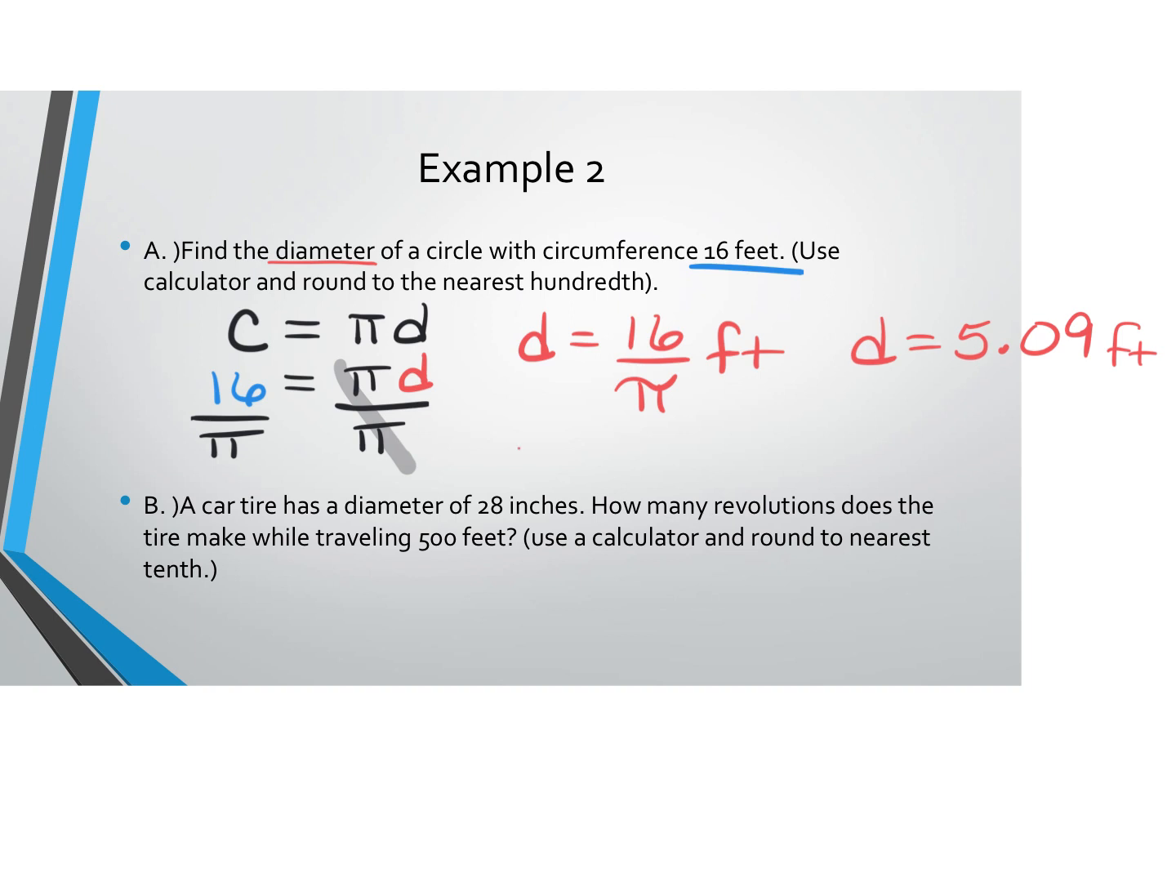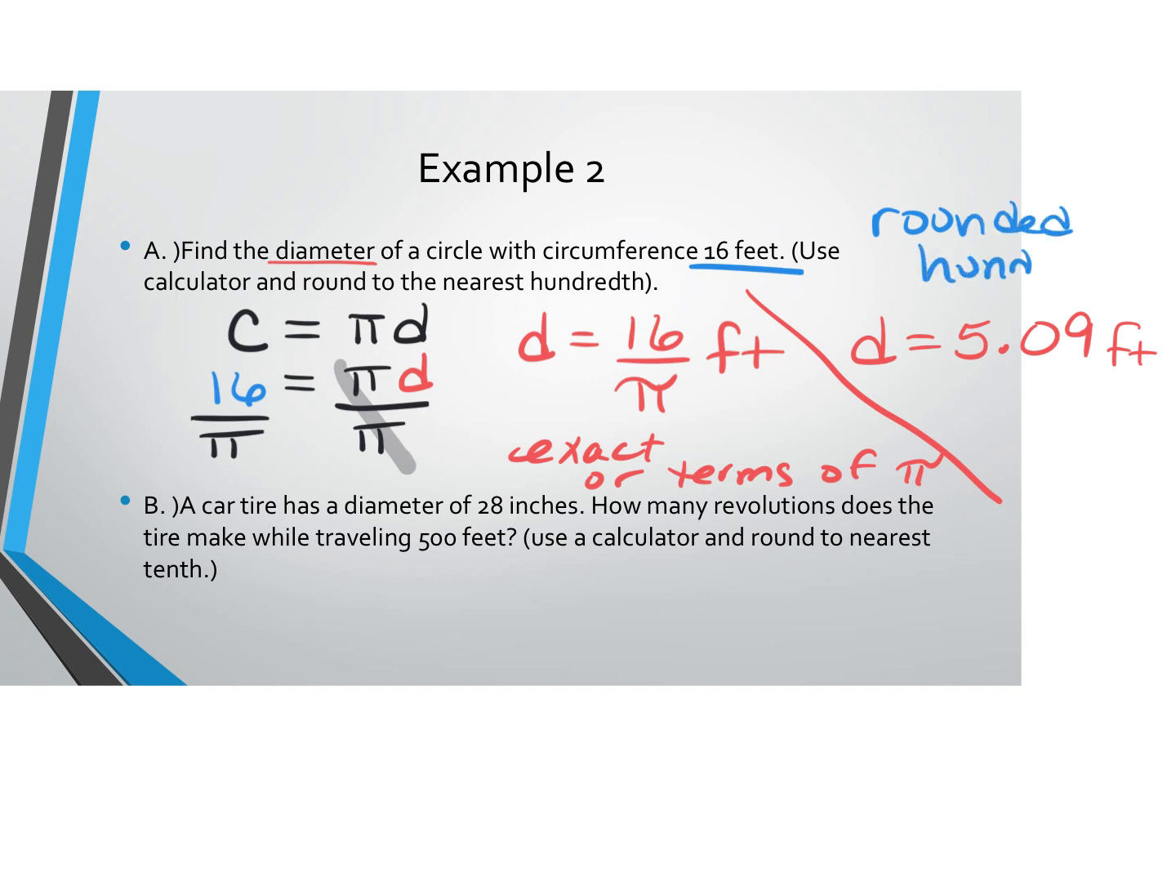So this is exact, or in terms of pi. And then this one is rounded to the hundreds using your pi button. So again, read what they ask you to do. The same thing will happen on the quiz on Friday. I will specify exact, in terms of pi, or what place to round to.